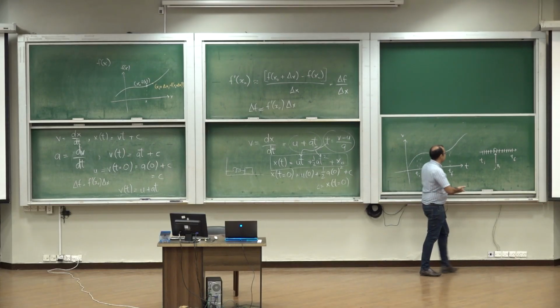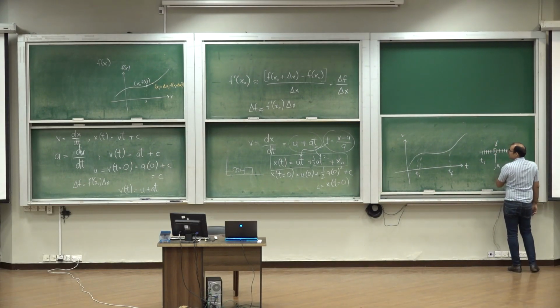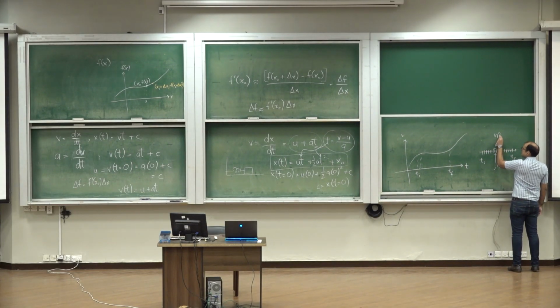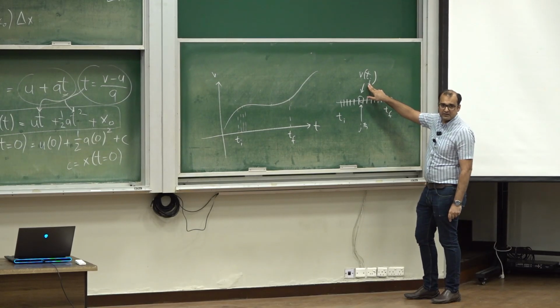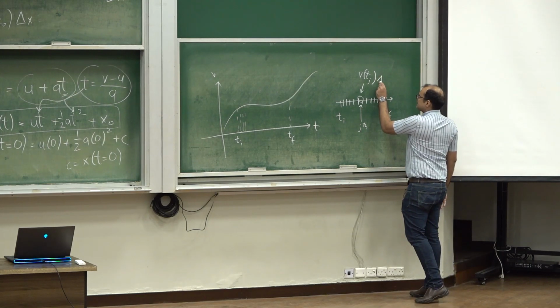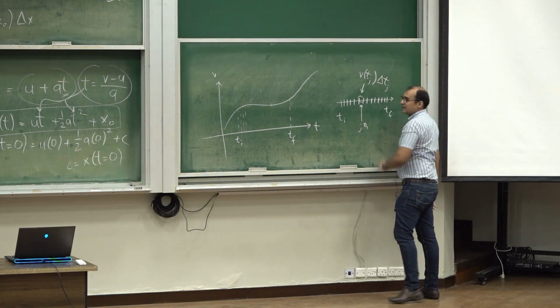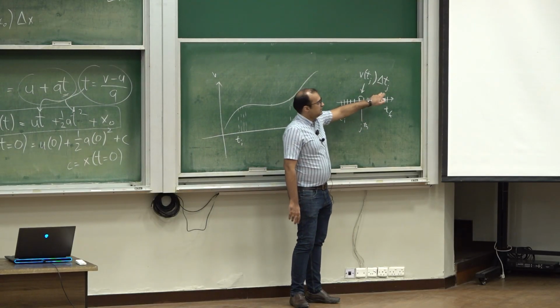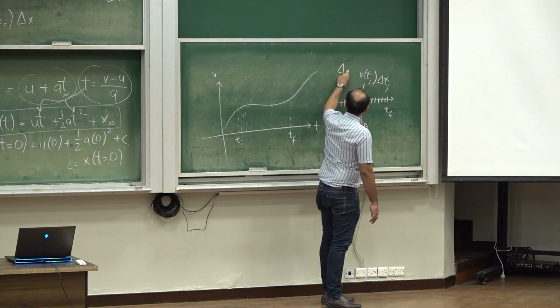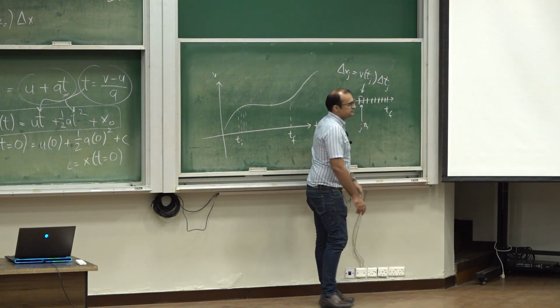In equations, that means that the distance moved during this time interval is the speed for this time interval, which we write like that. This just means the speed of the object at time t subscript j, the time for the jth segment, times delta t j. This is the length of this time interval. This is delta x j.